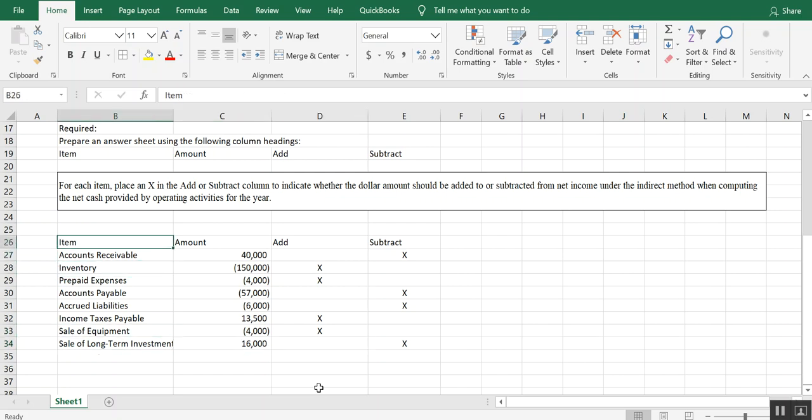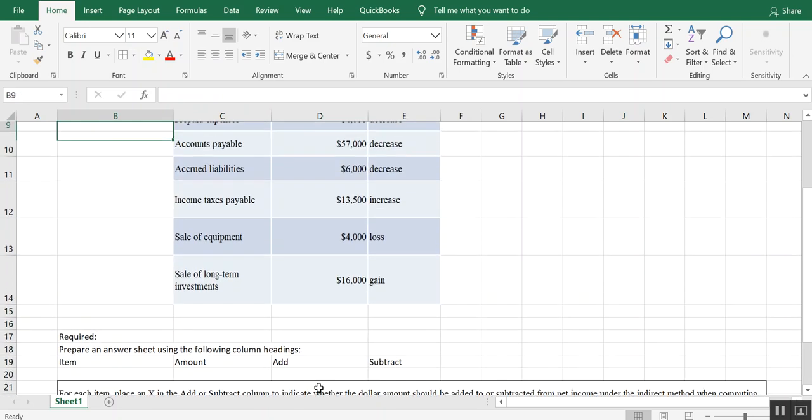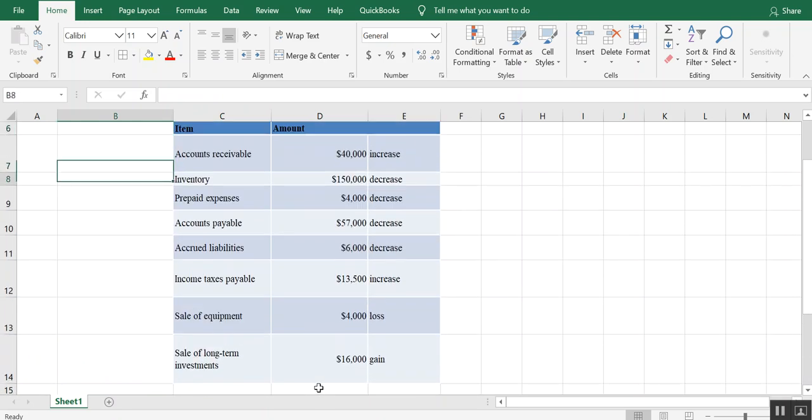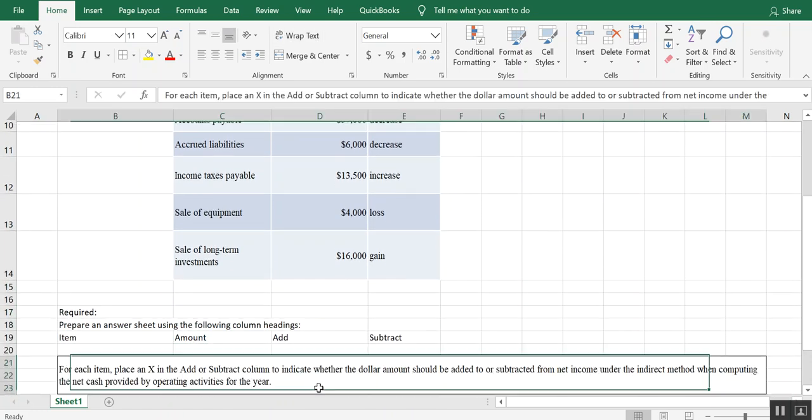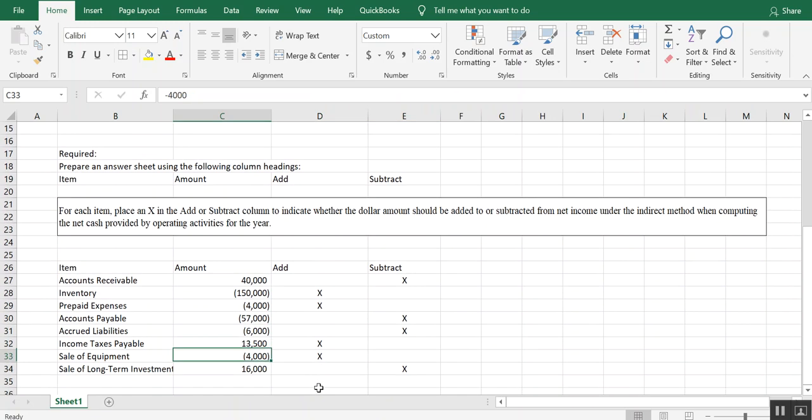This is a concept where you need to be able to say, okay, where do these accounts go? Where do they belong on the statement of cash flows? Sale of equipment is financing or investing, and sale of long-term investments would also be that. So anyway, I hope this video helps. This is the problem I wanted to cover.